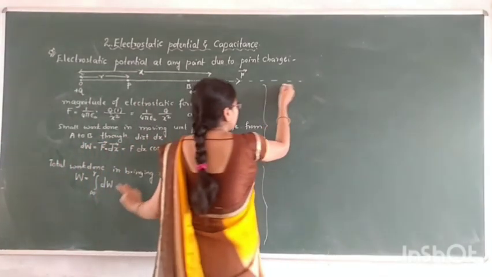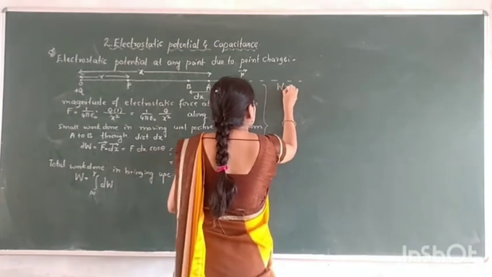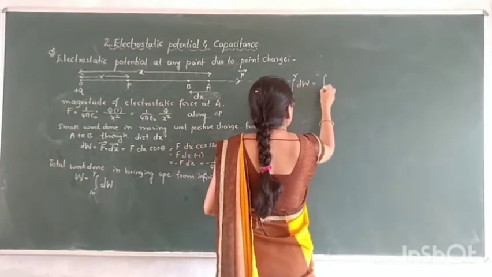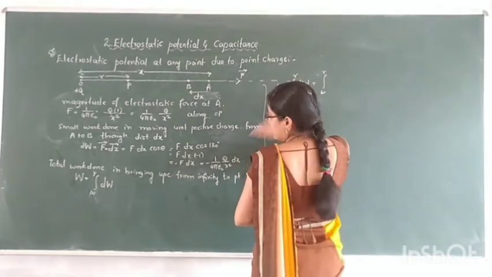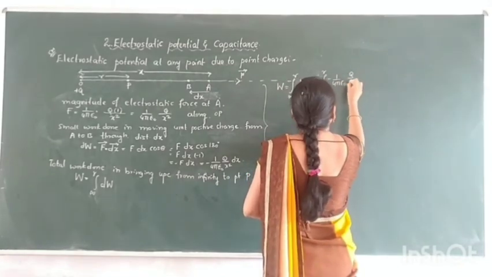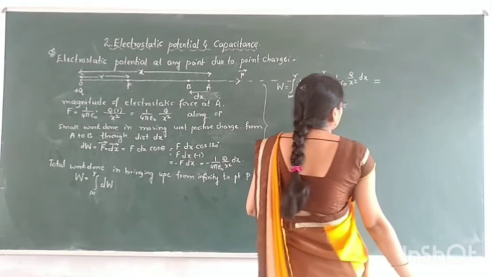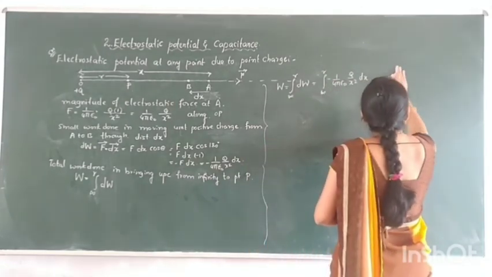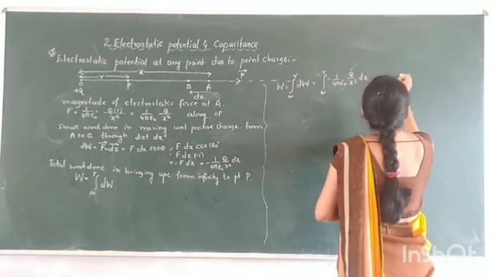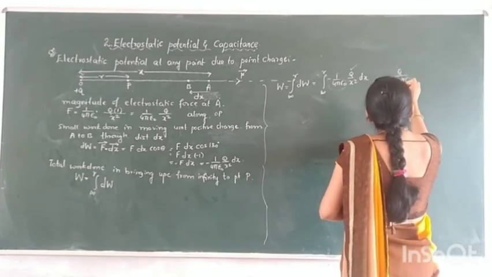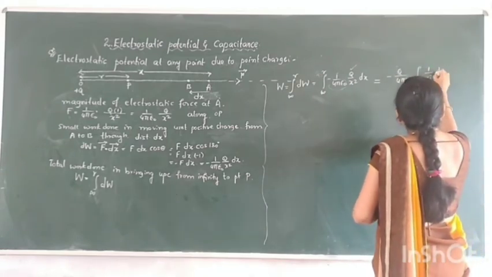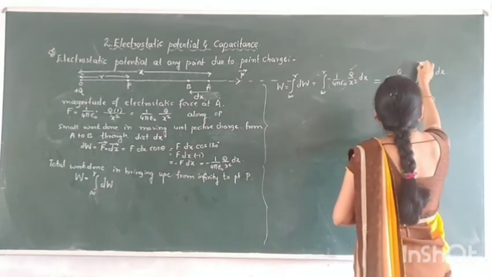Now substitute value here, that is integration of dW from infinity to r is equal to integration of the dW expression, minus 1 by 4 pi epsilon naught into q by x square into dx, which is equal to q divided by 4 pi epsilon naught into integration of 1 by x square into dx from limits infinity to r.